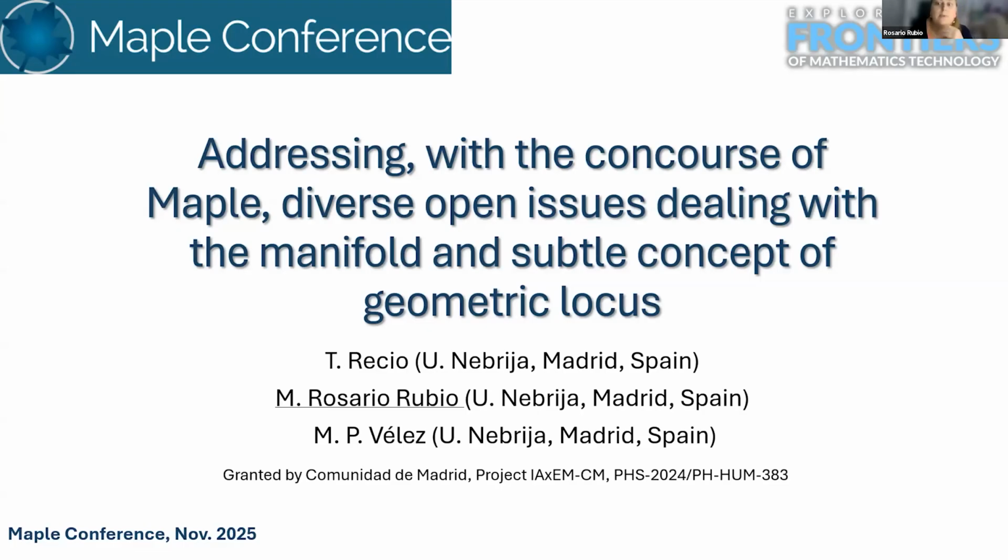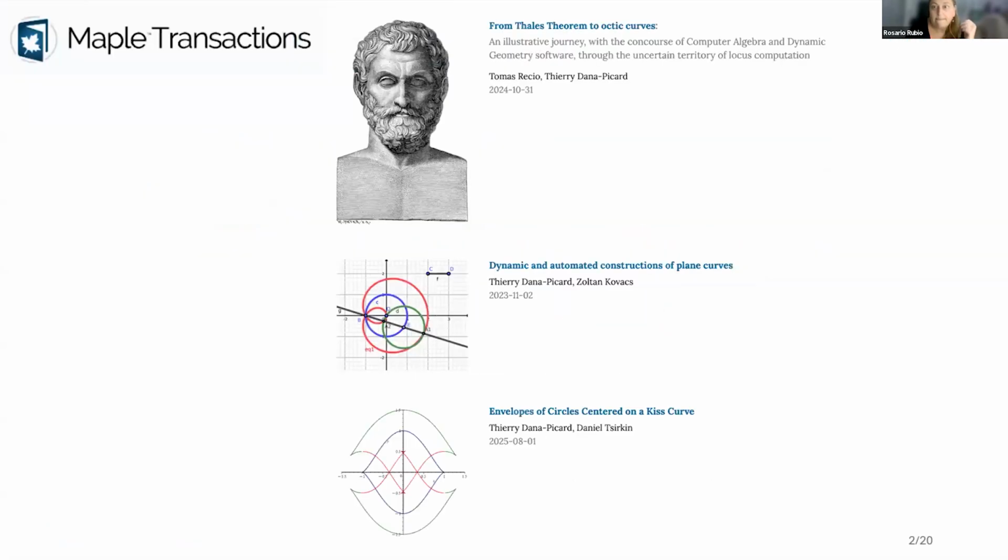In the next few minutes, I'll give you a brief overview, illustrated with some examples, of what we have been working on. Locus computation is a key topic in dynamic geometry. In fact, Maple Transactions has published 3 articles on this subject in the last 3 years, which shows the growing interest of symbolic approaches to geometry loci.